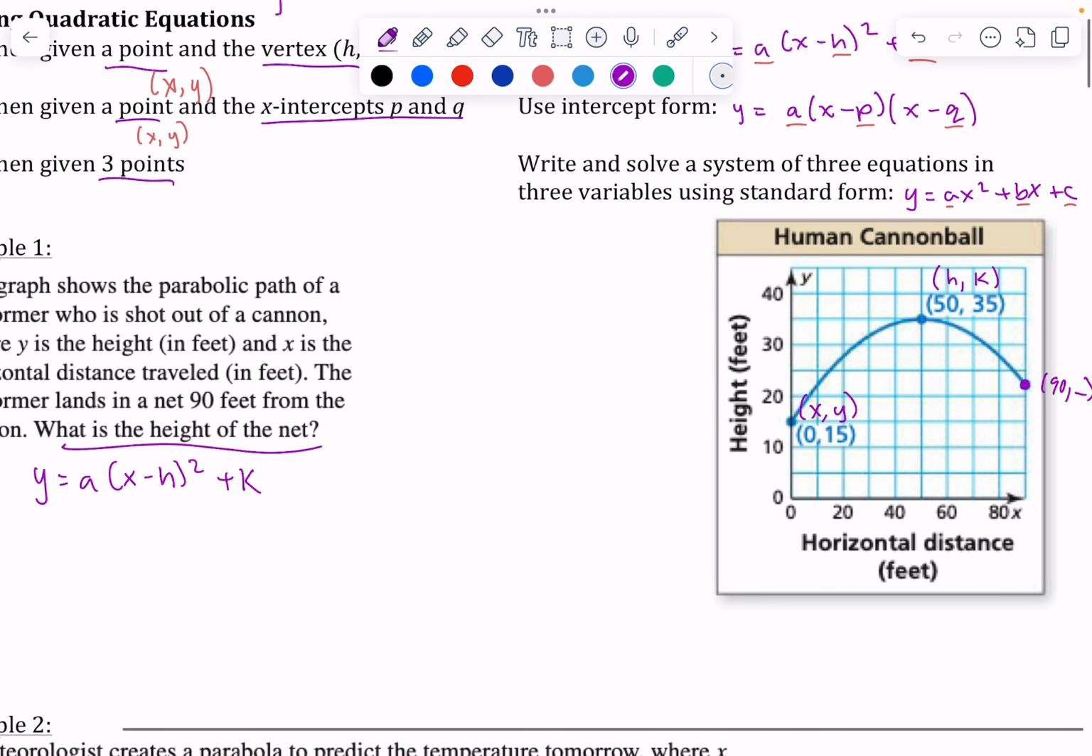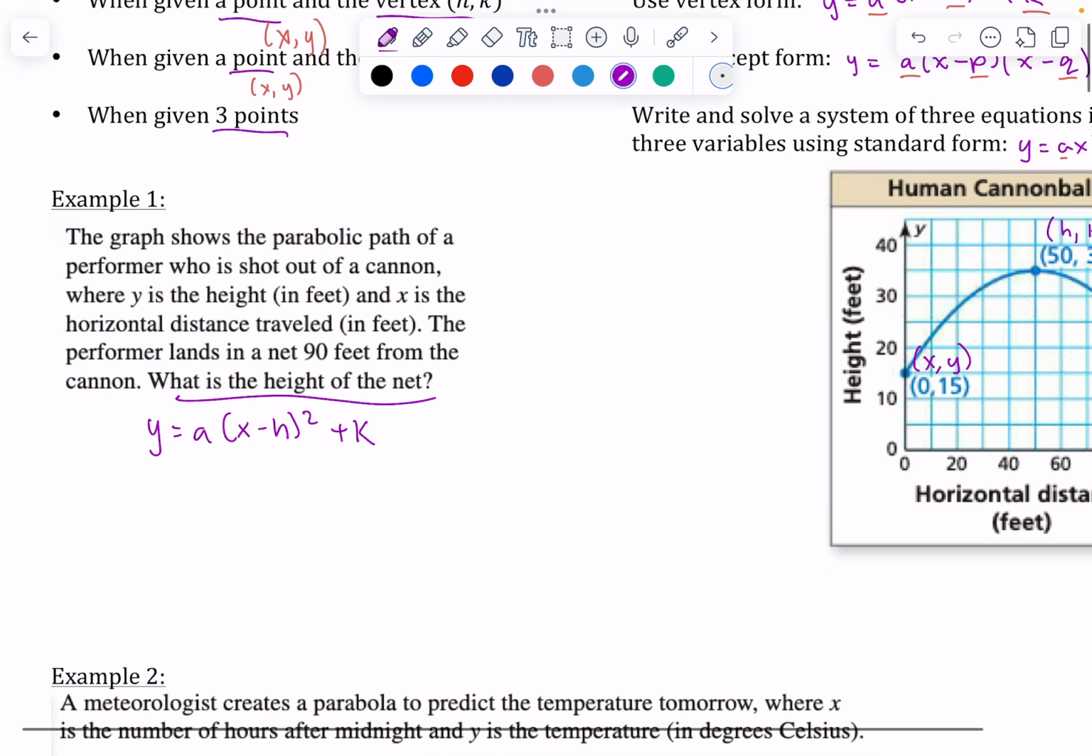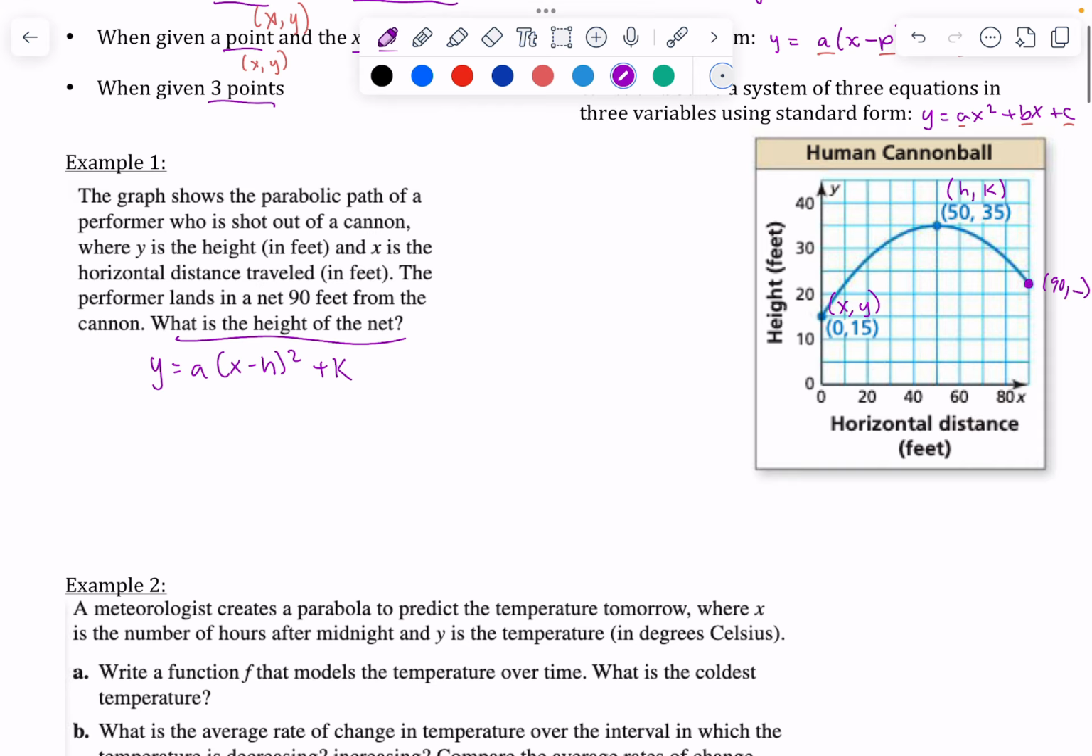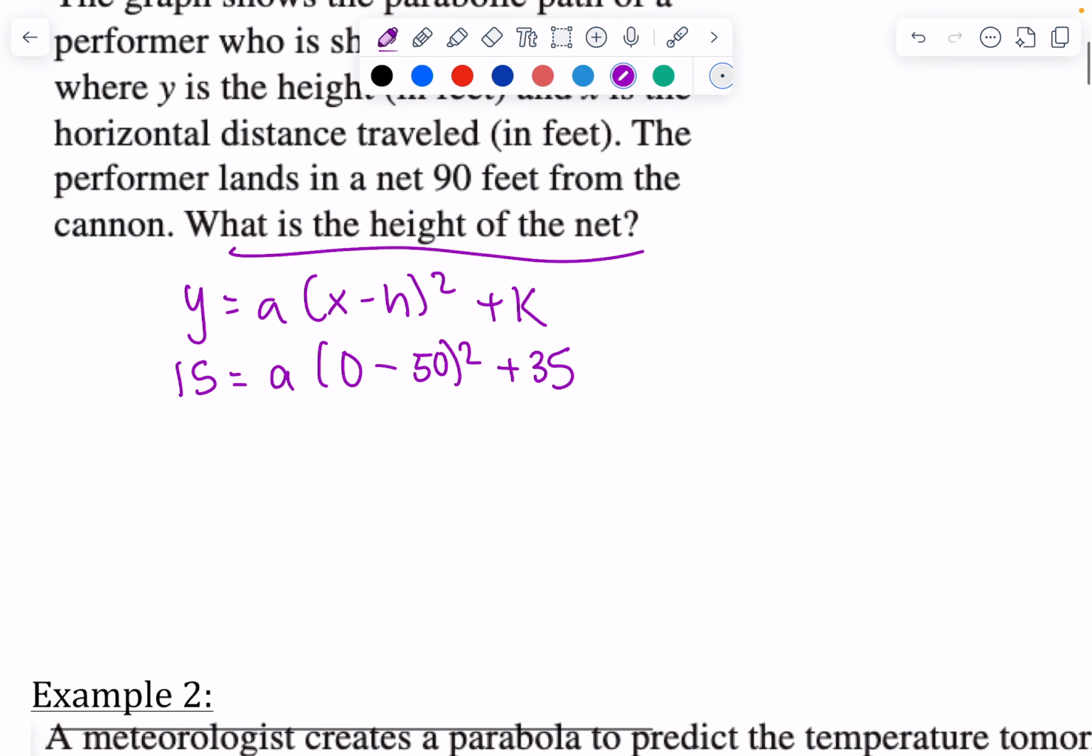So I'm going to take all that information and plug it into this equation, and then you'll see what we have. So it'll be 15 equals, I still don't know what a is, times 0 minus 50 squared plus 35. Now, why is it important to plug everything in? Because now I have an equation in terms of just one unknown that I can solve for. So I'm going to start by subtracting 35 on both sides, which gives me negative 20. I'm also going to do 0 minus 50, which is negative 50, and negative 50 squared is 2500a.